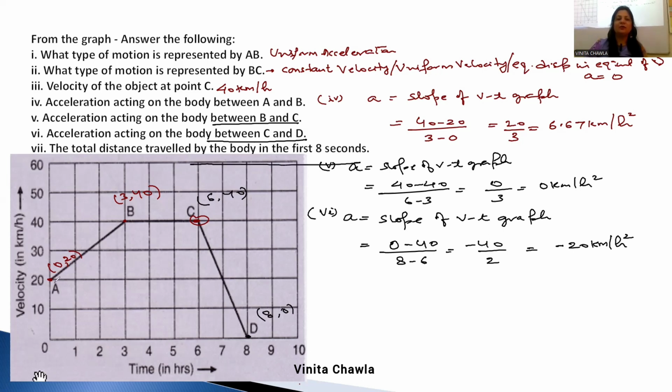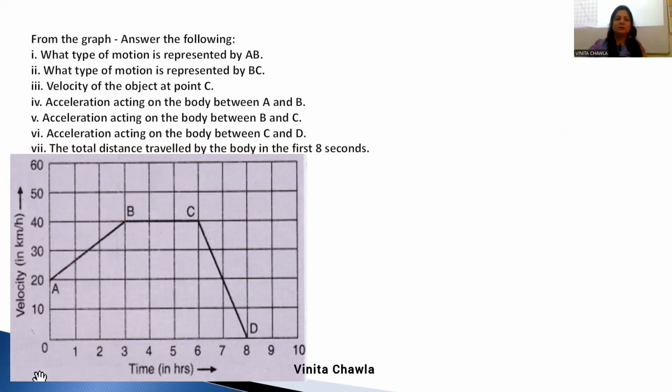Okay, next, total distance traveled by the body in 8 seconds. 8 seconds means from here. What is the distance traveled? How will you find the distance? Total distance traveled by the body in the first 8 seconds. See, we can just join this. So this is a trapezium. Mark this point as E. And this is a right angle triangle. Yes, mark this point as F.